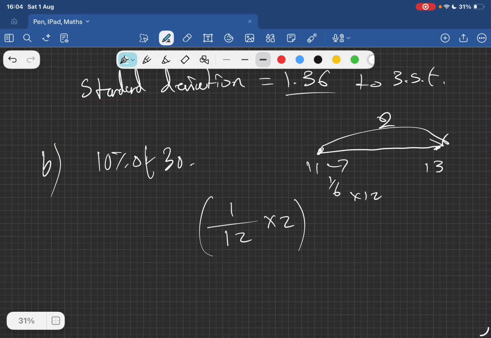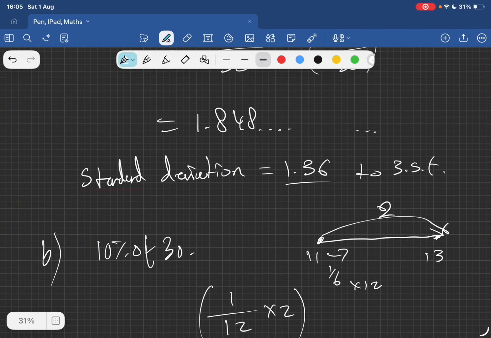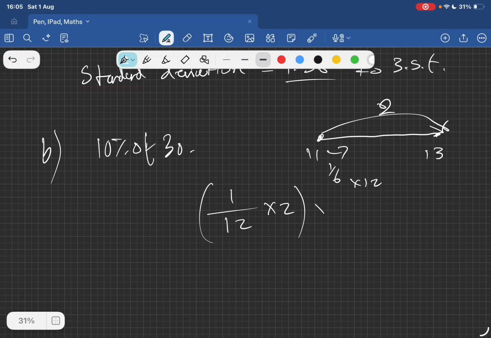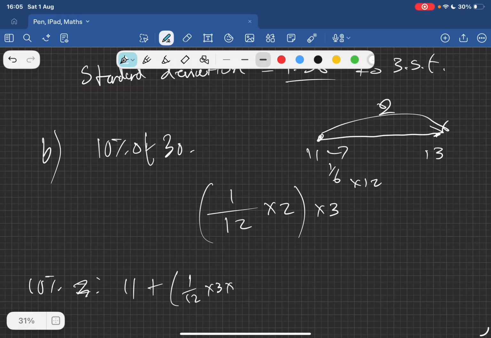So I know this is how much I'm going across, a sixth, but how many times do I need to go across? Well, I need to find the third data point, so I need to go across 3 times. So I times this by 3. I've started at 11, so my 10% point is going to be 11 plus this, 12 times 3 times 2, which hopefully you can see is a half, so we've got 11.5. That's our 10%.